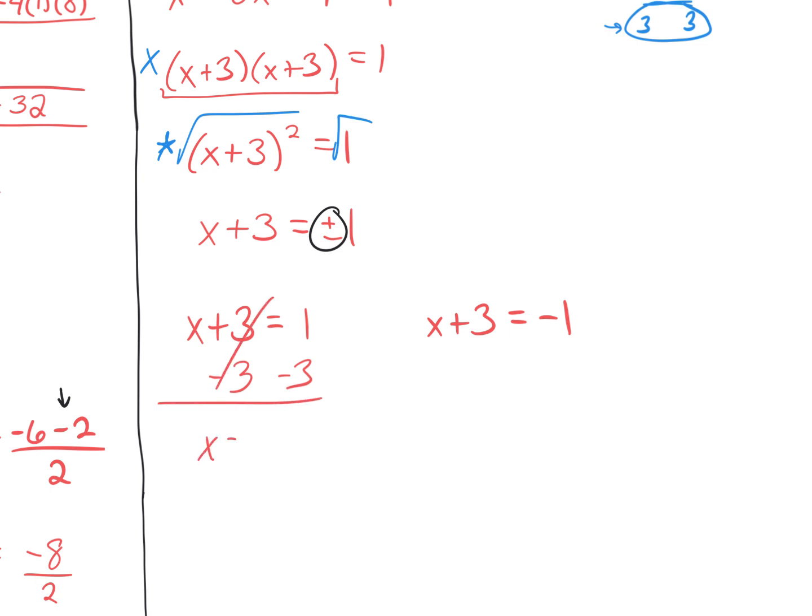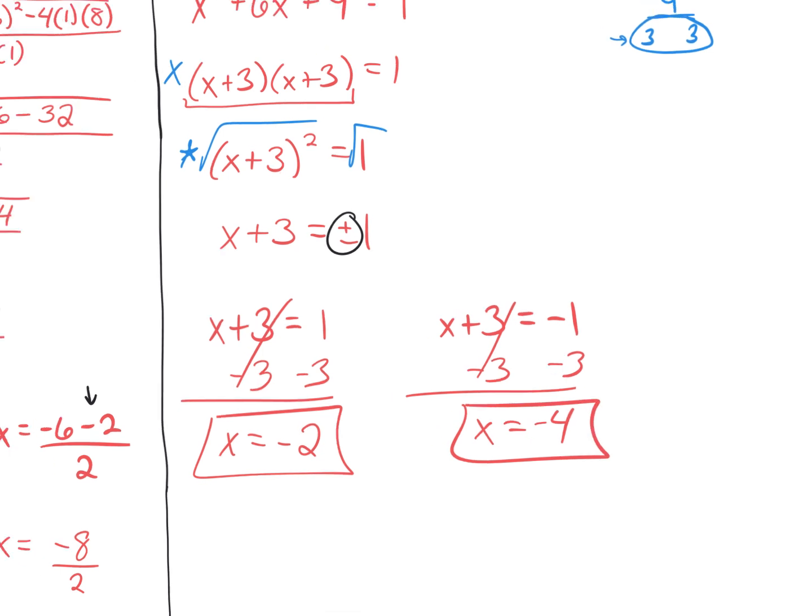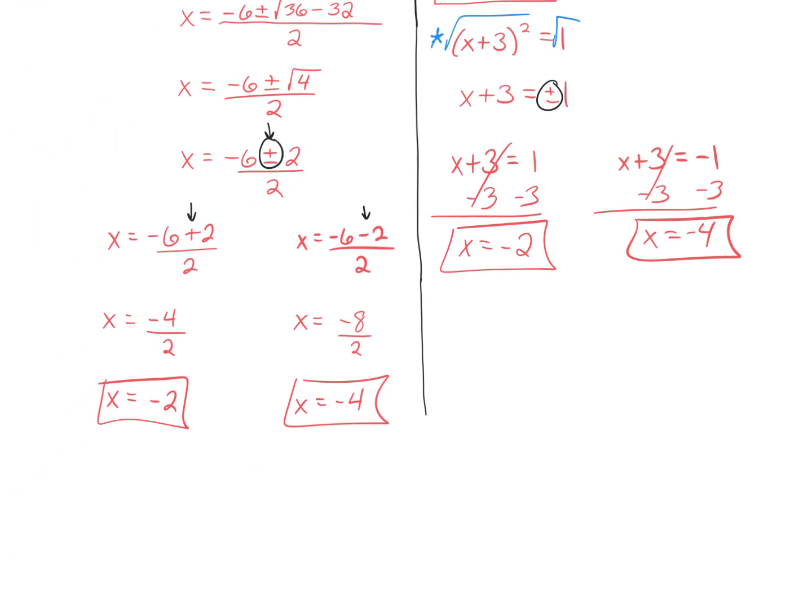Subtract 3. X equals 1 minus 3, which is negative 2. And then subtract 3 from negative 1: X equals negative 4. What do you notice about our answers compared to the quadratic formula? They're the same. They should be, because it's the same equation that we started with. So we are solving for the same things. We are just using two different methods to get there. Okay?